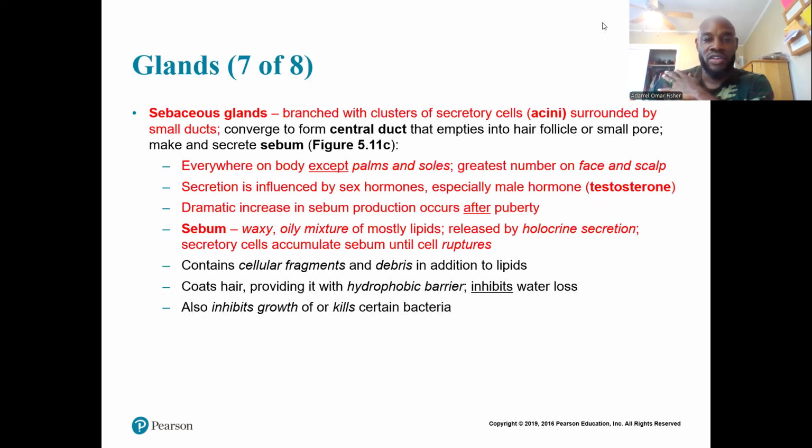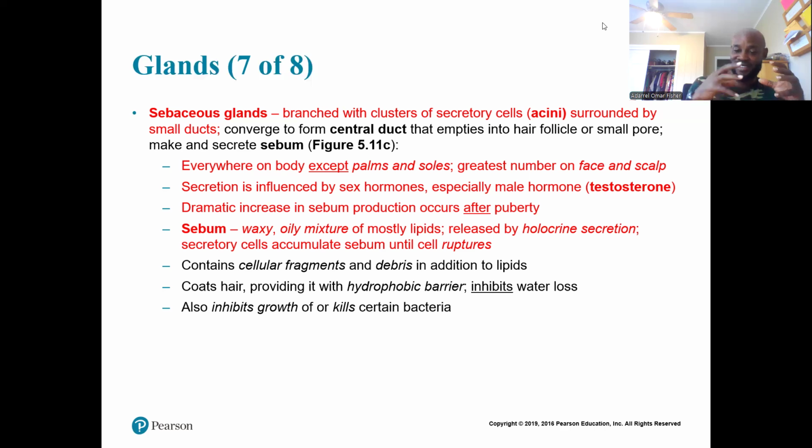Sebaceous glands, on the other hand, you have different sebaceous glands branched with clusters of secretory cells surrounded by small ducts. They can be found everywhere in the body except for on your palms or on the soles of your feet. Secretion is influenced by your sex hormones. Your sebum production increases after puberty. What is sebum? Sebum is this waxy, oily mixture, mostly lipids, released by holocrine secretion.